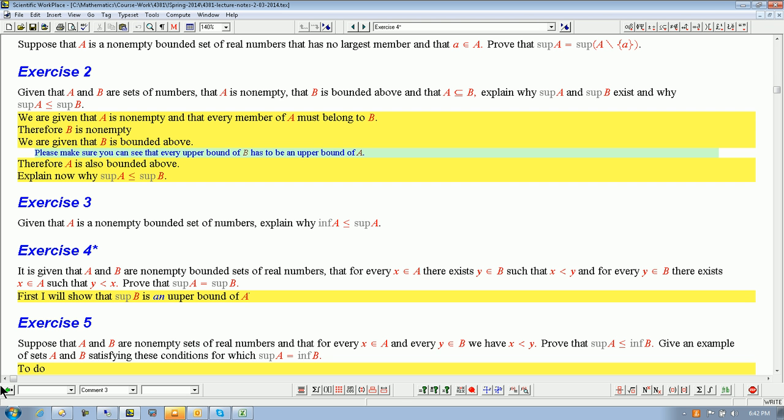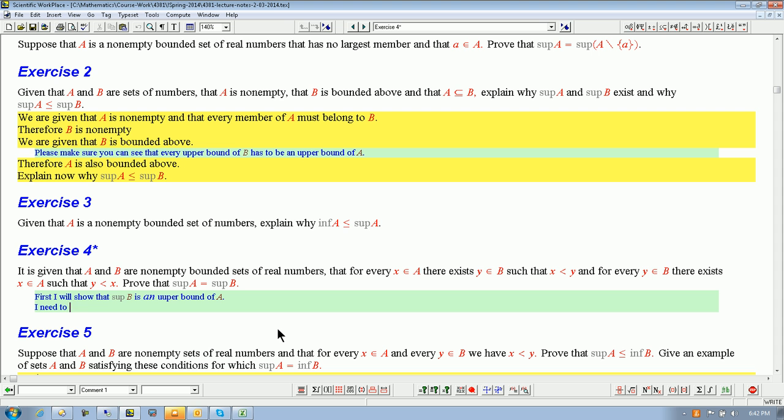Anyway, I'm going to show you that sup B is an upper bound of A. I'm making that announcement. You understand? I'm not ready to do it yet. In fact, I think I'm going to change color. I'm going to put my thoughts in that color. And I'm going to tell you what it is that I need to do.